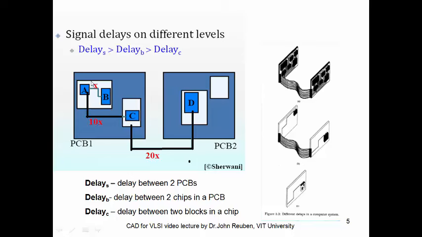This illustrates that we have the interconnection between two PCBs, within a PCB the interconnection between two chips, and within a chip the interconnection between two sub-circuits or sub-blocks. If the delay between two blocks is of the order of X, then between two chips in a PCB it is 10 times more. Actually, this is for a pretty older technology, and in today's technology this will be even higher. The delay between two chips will be of the order of 50 or 100 times the delay between two blocks in the same chip. Similarly, the delay between two PCBs will be of a higher order than the delay between two chips on the same PCB. That is why we have to make sure, first of all, that the number of interconnections between the partitions is minimized, because the communication is costly.